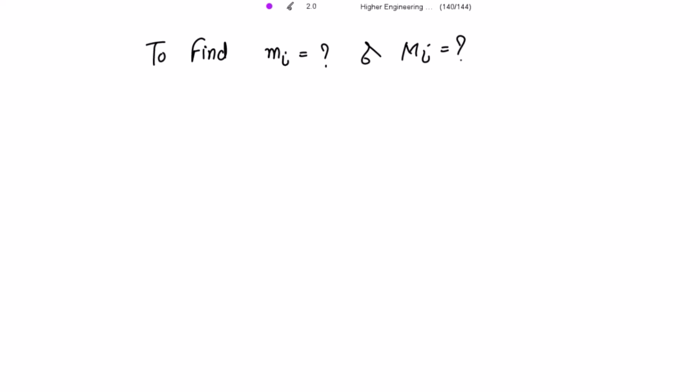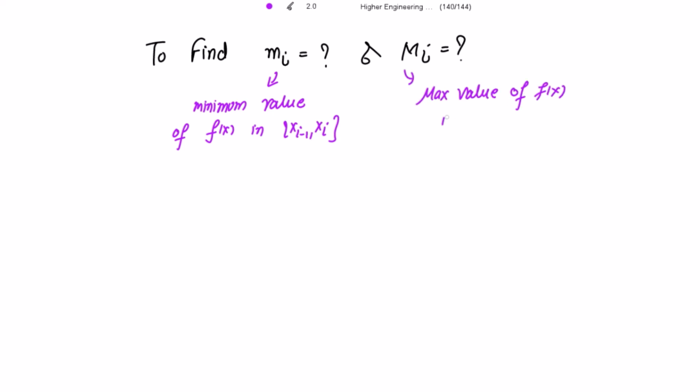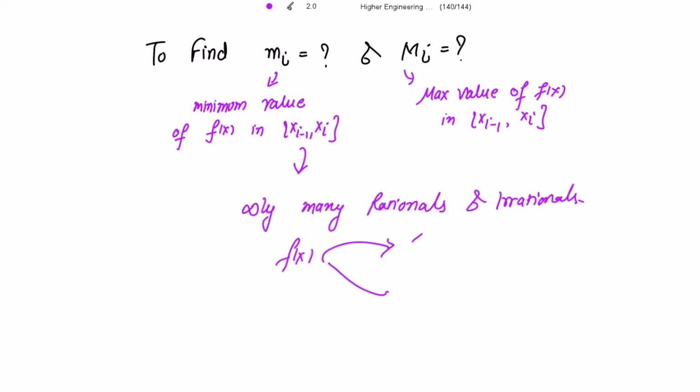Next we need to find the greatest lower bounds and the least upper bounds. So mi is the minimum value of f(x) in the closed interval [x(i minus 1), xi], and capital Mi is the maximum value of f(x) in the closed interval [x(i minus 1), xi]. Because in this closed interval there are infinitely many irrationals and rationals, our function can attain either sin x or cos x. For rationals the function is cos x, for irrationals the function is sin x. So this function can attain either one of these two values.